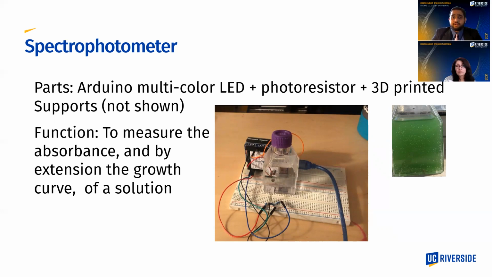The function, as I mentioned earlier, is to measure the absorbance and by extension, obtain the growth curve of the solution. As you can see by the image, that purple top container is a culture flask. And here I have the calibration curve of the calibration of the graph. I then pass the light through and obtain the absorbance value and pass the growth solution through it multiple times over the course of 2 weeks and compare that value with the calibration.